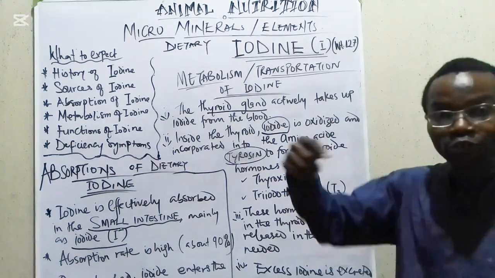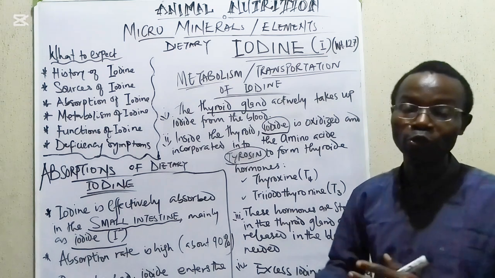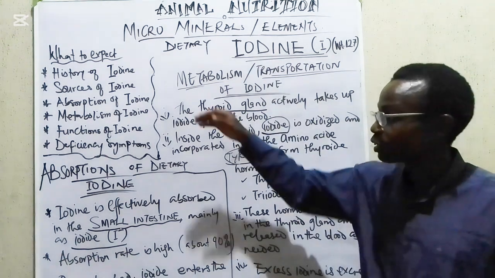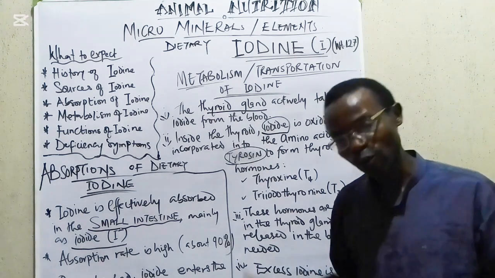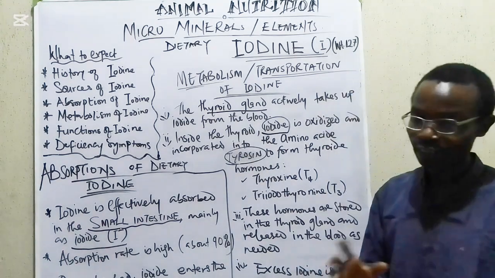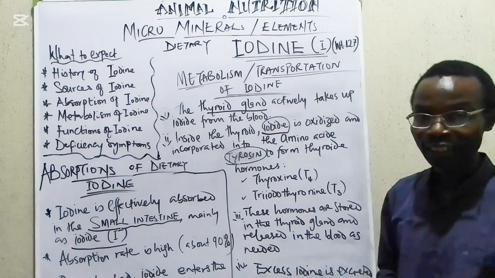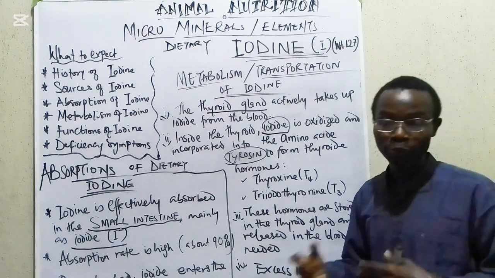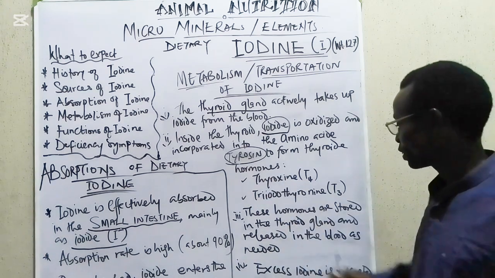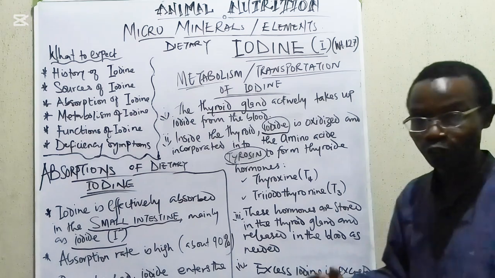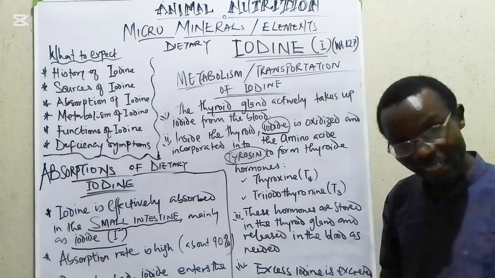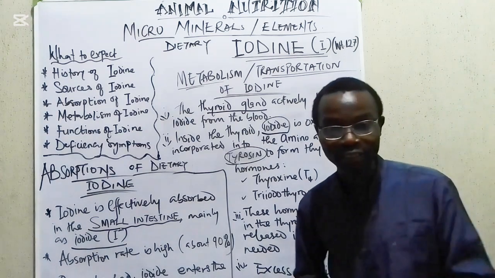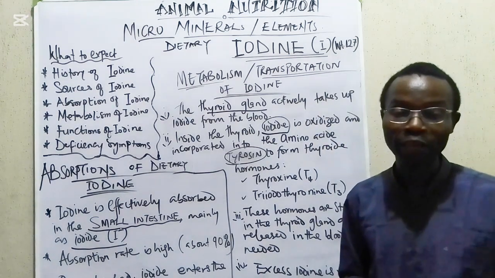So I want you to stay tuned to the next video. Please watch the next video so you get the flow from history to sources to absorption after ingestion to metabolism and transportation, and then to function, and then what happens if it's in low quantity or not well taken, that is deficiency symptoms. So these hormones are useful in metabolic processes in the body. Now the hormones are stored in the thyroid gland and are released into the bloodstream when needed. In the case of excess iodine, the body excretes the excess by urine.